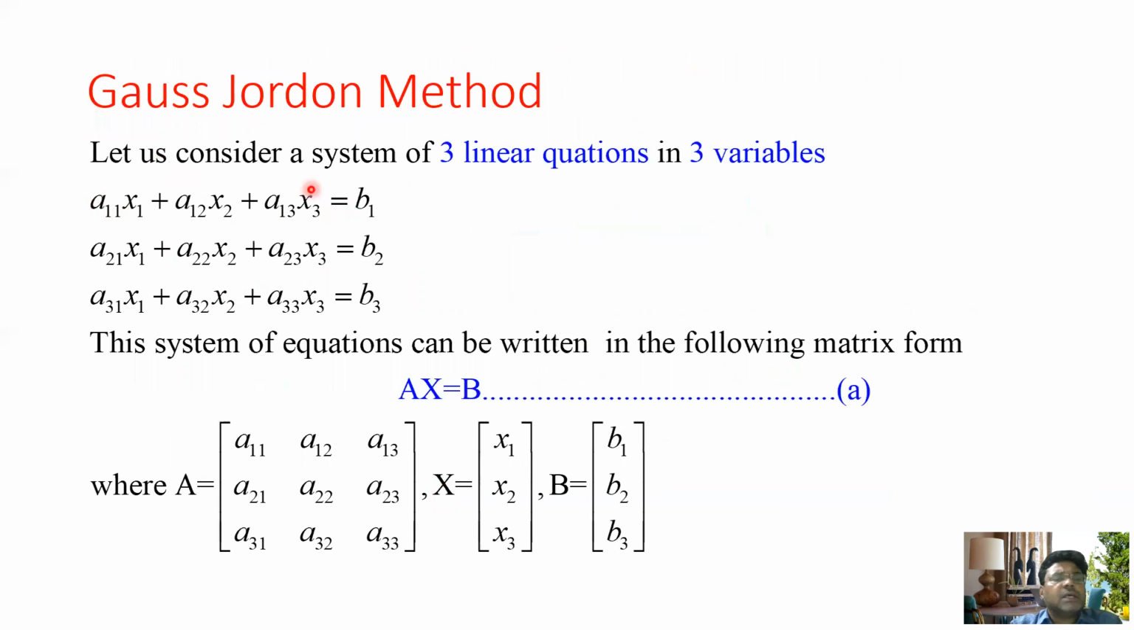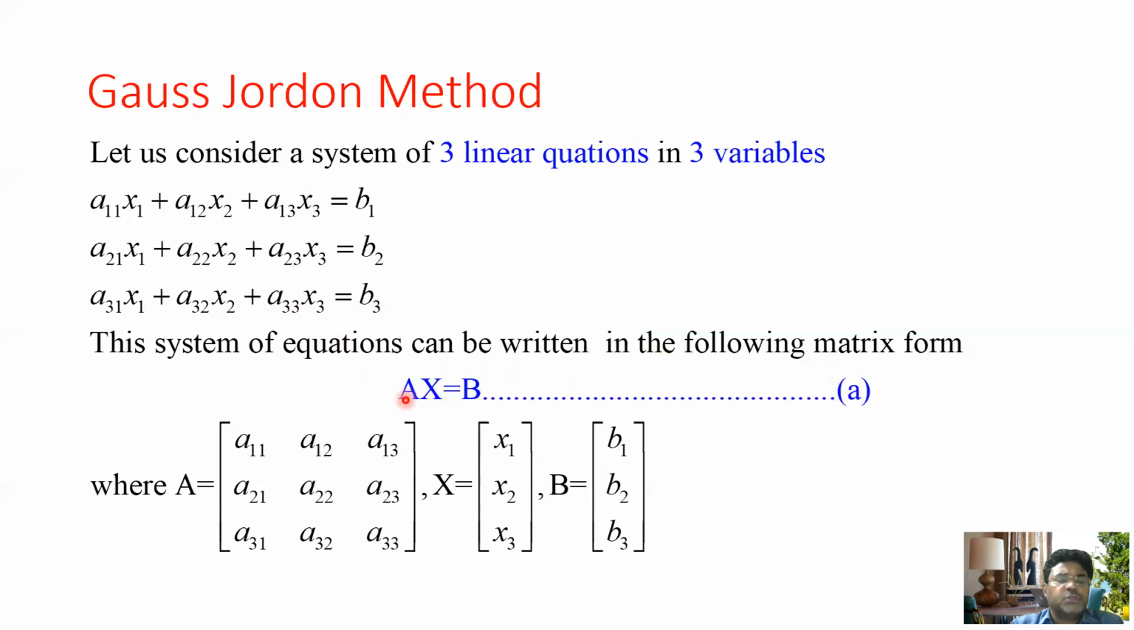Gauss-Jordan method. Let us consider a system of 3 linear equations in 3 variables x1, x2, x3. So a11 x1 + a12 x2 + a13 x3 = b1, a21 x1 + a22 x2 + a23 x3 = b2, a31 x1 + a32 x2 + a33 x3 = b3. This system of equations can be written in the following matrix form: Ax = b. This is equation number A.